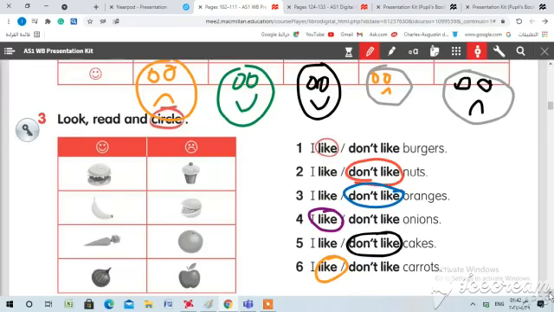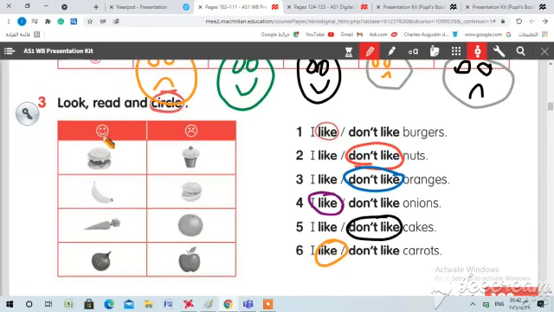Look, read and circle. Number 1, look at happy face here. Look at sad face here. In happy face, we have a burger, a banana, a carrot, and an onion. In sad face, we have a cake, a nut, an orange, and an apple. We say that happy face means like, but sad face means don't like.